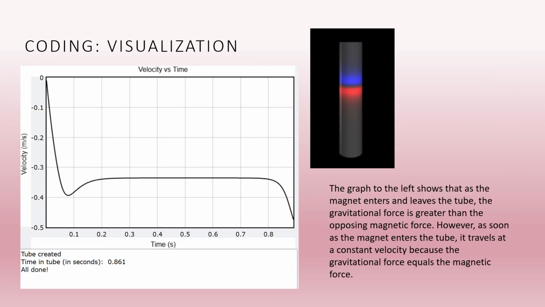And then here's the visualization or the output of the code. The graph on the left shows that as the magnet enters and leaves the tube, the gravitational force is greater than the opposing magnetic force. However, as soon as the magnet enters the tube, it travels at a constant velocity because the gravitational force equals the magnetic force.